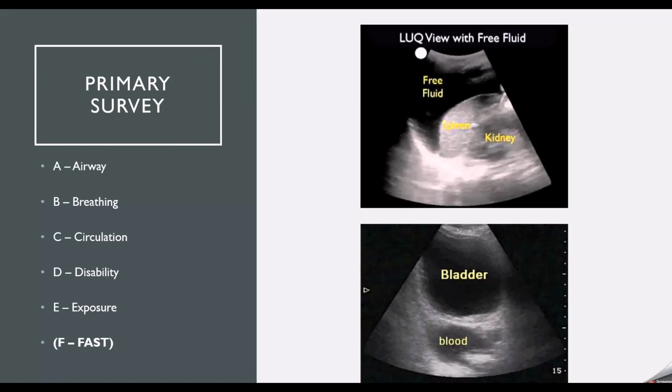You do have exposure as well, so you just see if there's any broken glass on the patient and stuff like that. And then F is a FAST, a focused abdominal sonography with trauma. So this is when you have any trauma patients coming in, you're going to want to assess if there's any free fluid.